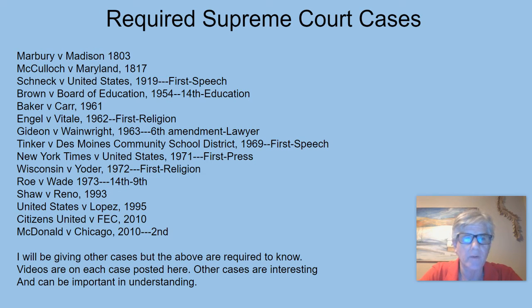Shaw versus Reno was redistricting. We've covered that. You need to review that one again. It's about racial districting. United States versus Lopez is Commerce Clause, and it was actually ruled unconstitutional. In Texas, the gun law, Congress had no right to do it because it didn't relate to commerce or tax. That was 1995. We've covered that.